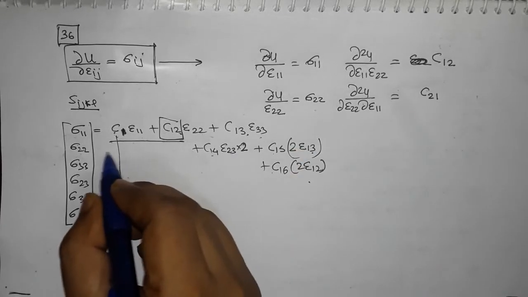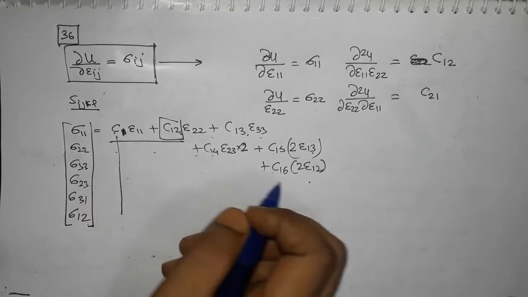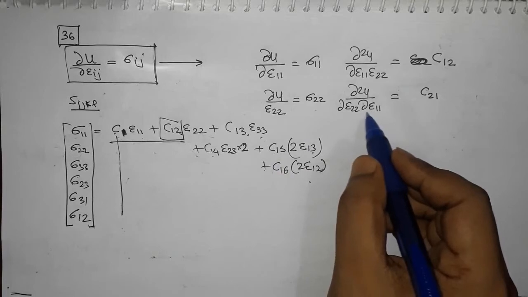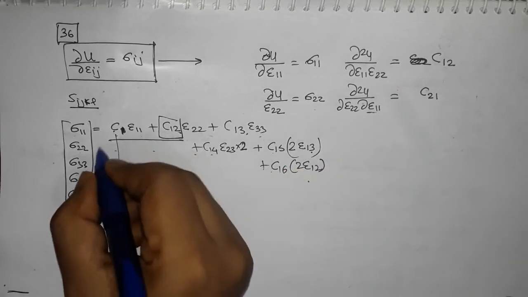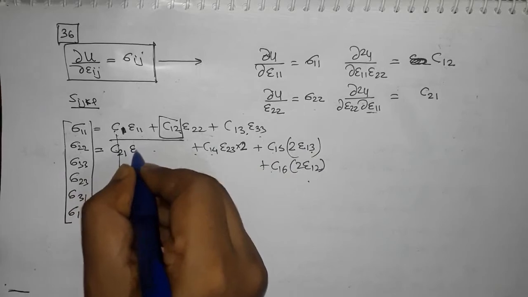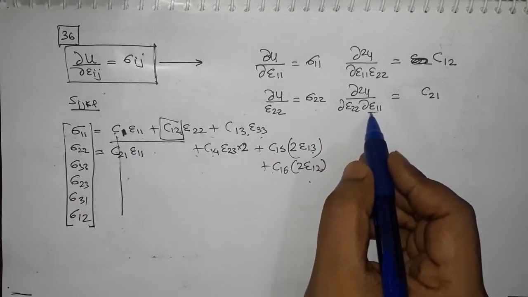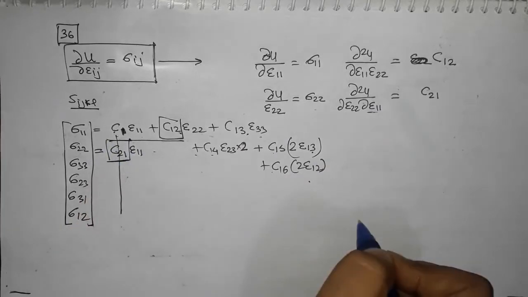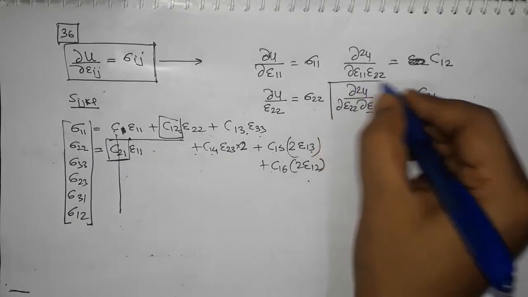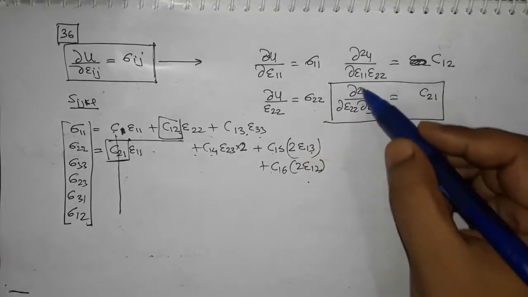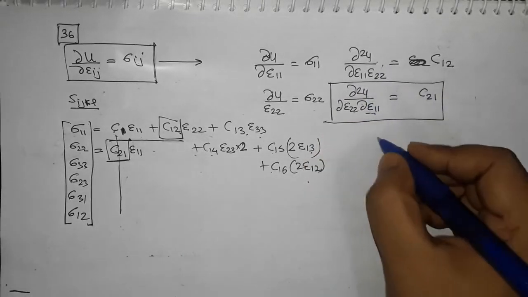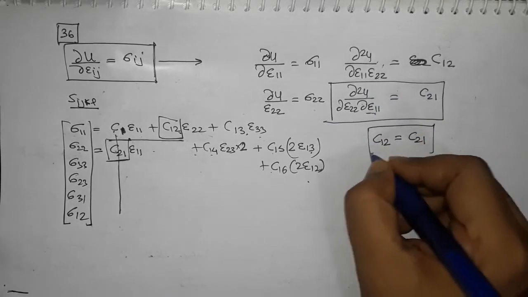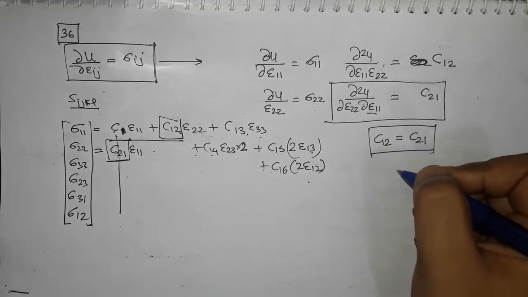because this will be second row, so everything will start with 2, right? And because you will be doing the second derivative with respect to epsilon 1 1, this will be C21 epsilon 1 1. So only this term will remain and all other terms will become 0. So this will be equal to C21, and you know that these two are same, therefore C12 has to be equal to C21, right? So now we can apply this symmetry again.